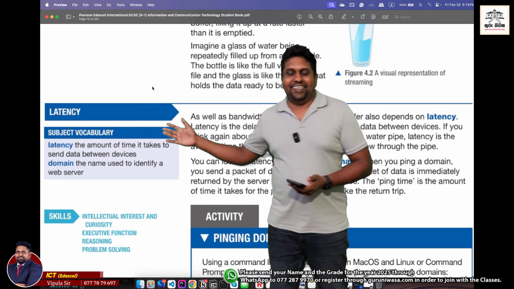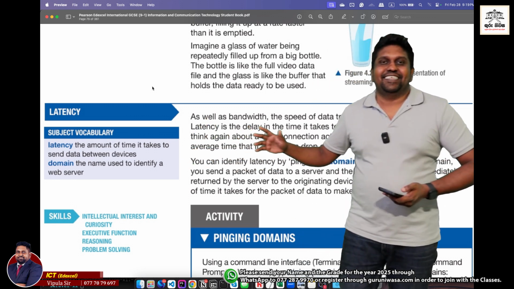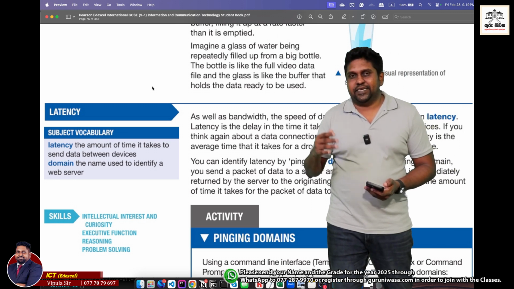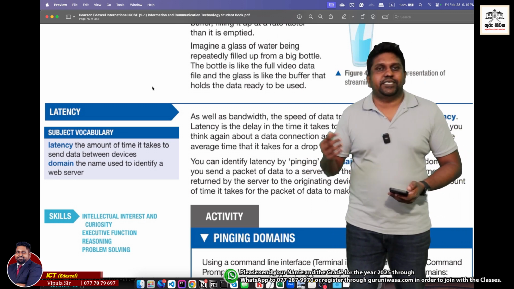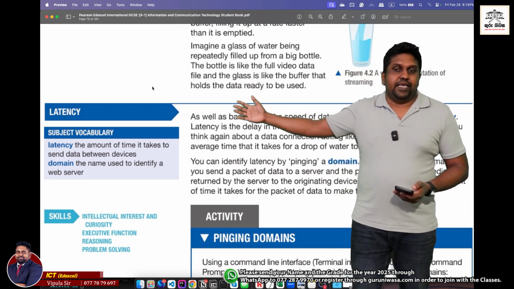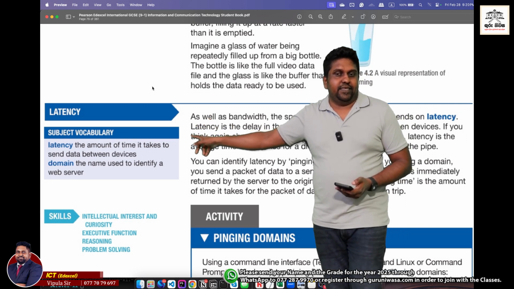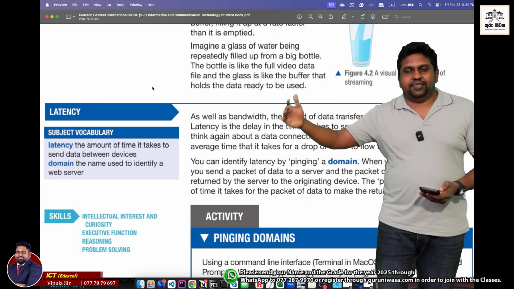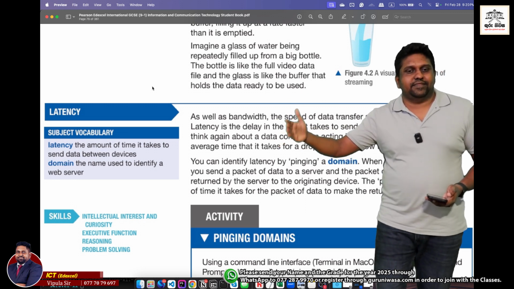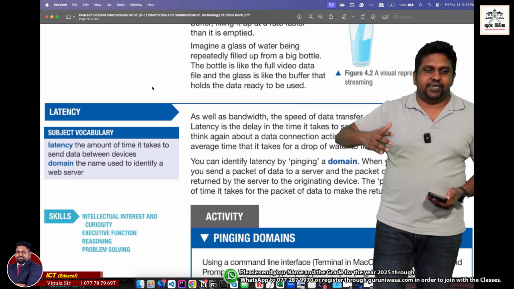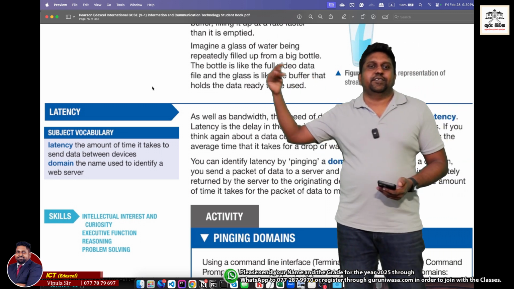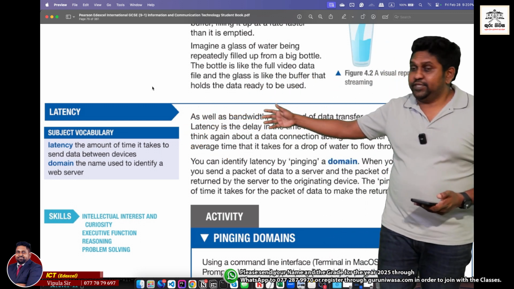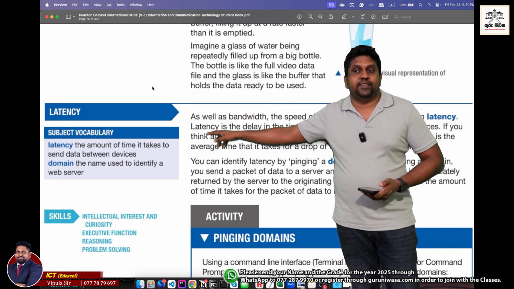latency. Okay, so latency is similar to the bandwidth. Bandwidth, now you guys know, is the number of bits which can be transferred per second, and latency is the delay or the time it takes to transfer data from one device to the other. Okay, so if you go through the vocabulary, you should be able to understand this very clearly.